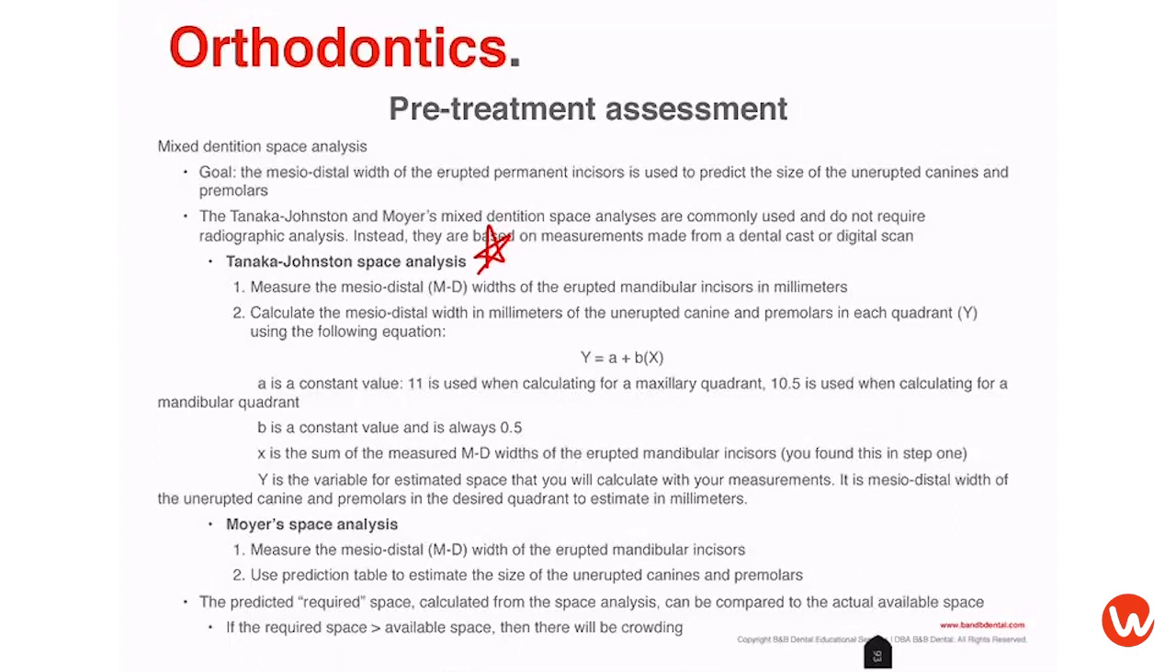The second approach is using a Moyers space analysis, where you're basically using a prediction table to come up with the space required for unerupted canines and premolars. And these are just two different approaches that you can utilize for space analysis.